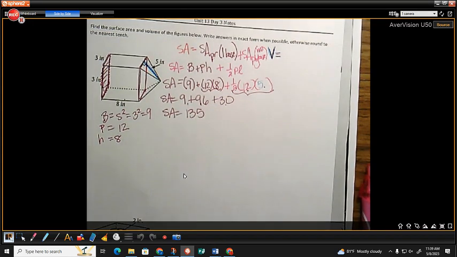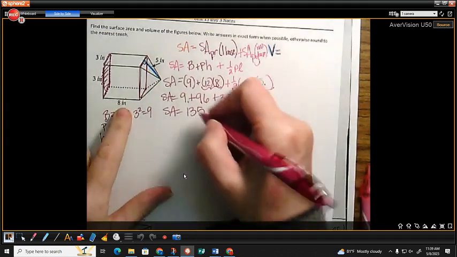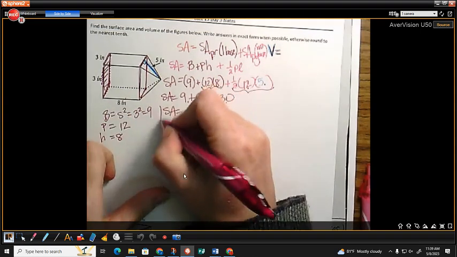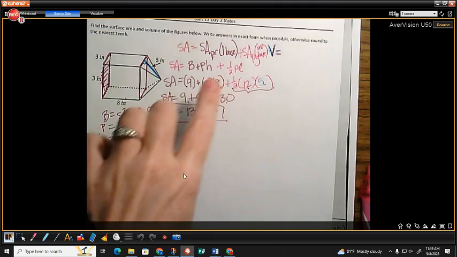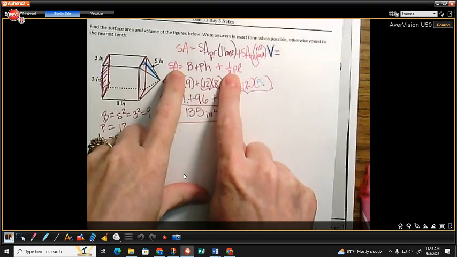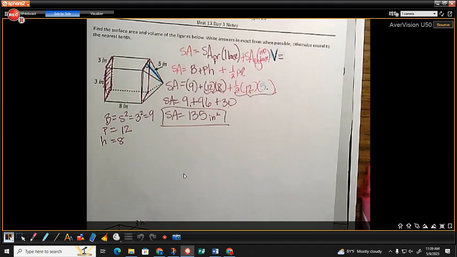And you'd be so close! But you need units. I am finding area, so it'll be inches squared. And that would be your surface area. Now, it took a little bit of time, but did having it color-coded and labeled to death help a little bit? Okay. Guess what? You're not done.